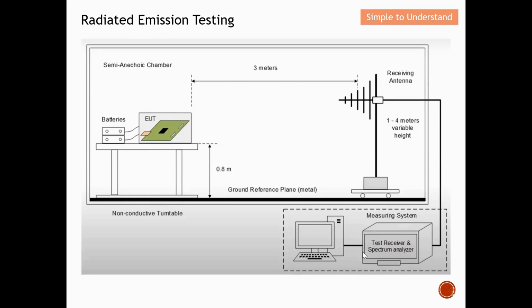All these spectrum analyzers and EMI receivers send the data to a computer to do some analytics. Based on the analytics, they will give a conclusion on whether the DUT passes or fails the test. So let's go over to the demo of the radiated emission test and measurement.